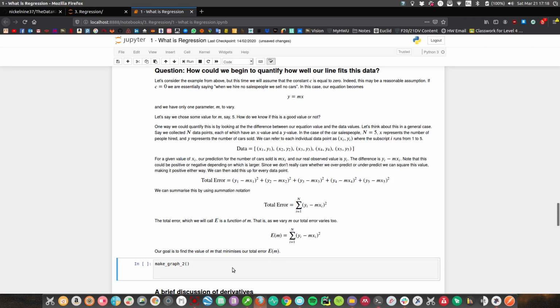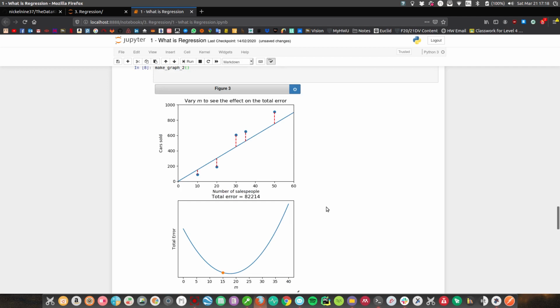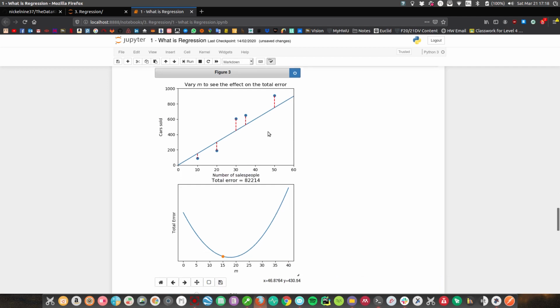So our goal is basically to find the value of m that minimizes this total error, right? Once we've got the value of m that minimizes all the distances between our observations and our predictions, then we're going to say, okay, that's probably our best bet. That concept is explored here in graph 2. You can see we've got 2 plots. Up in this top plot, we've got our original data points scattered here, and we've got a line.